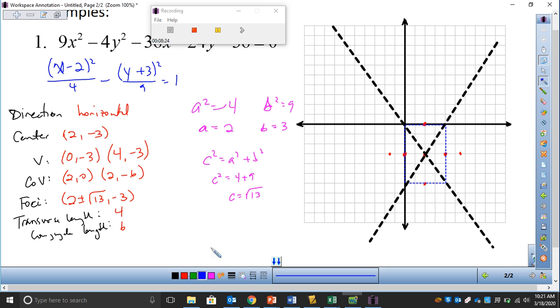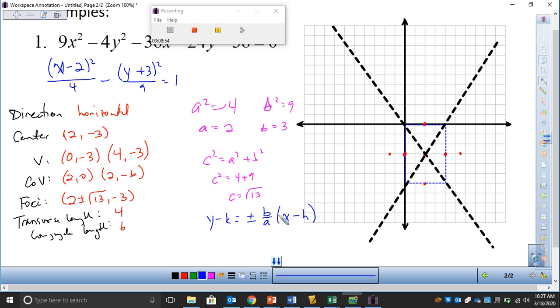So our asymptote equation that I went over pretty quickly on those other slides is going to be this: y minus the k value equals plus or minus a over b or b over a. And in this case, again, this is a horizontal. Let's count just to make sure. 1, 2, 3 over 1, 2. 3 is b, 2 is a. So when it's horizontal, it's going to be plus or minus b over a times x minus the h value.